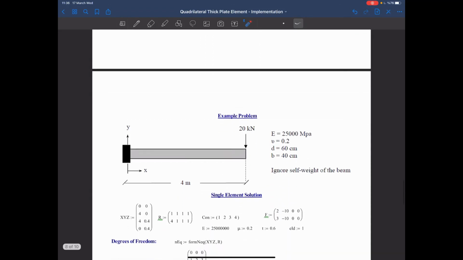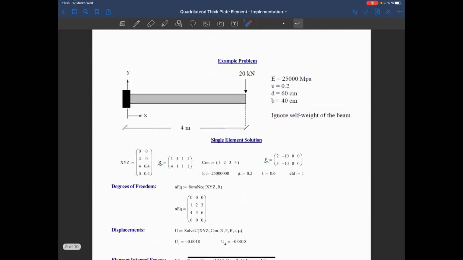Now comes our example problem. So the delta that we are looking for should be equal to 0.024 with the shear deformations. This element won't give us stress, but it will give us moment. So moment is very straightforward, it is 20 by 4, which should be 80 kilonewton meters, and the shear force here should be equal to 20 kilonewtons.